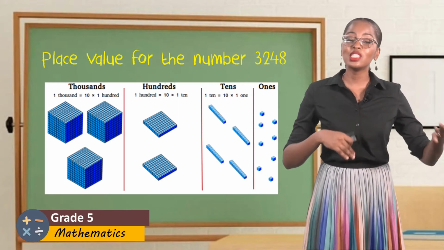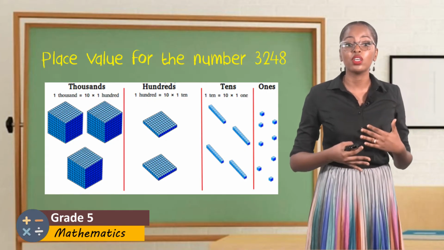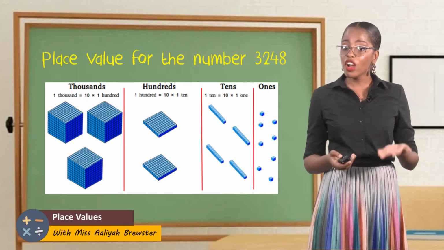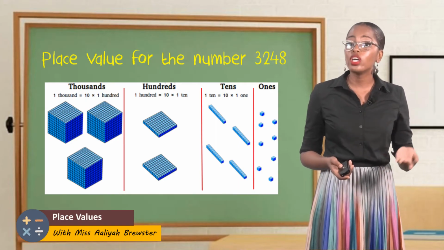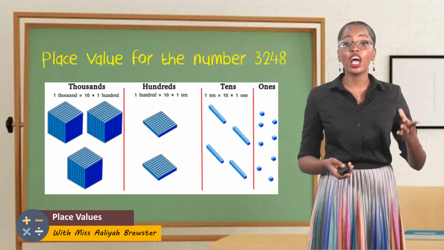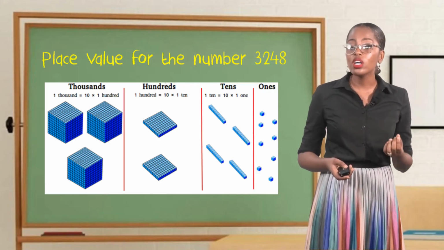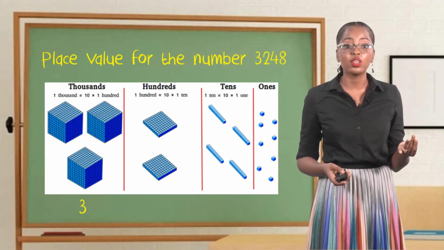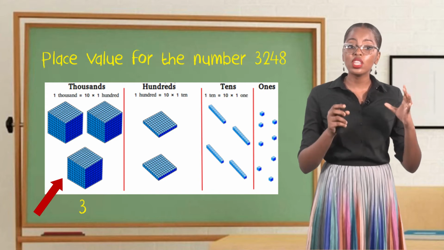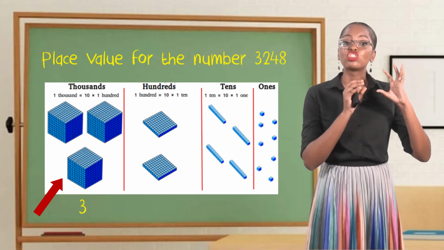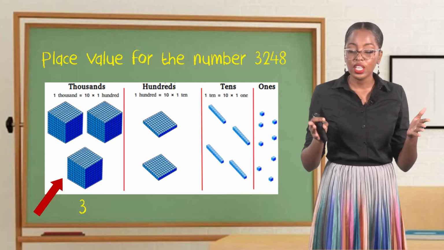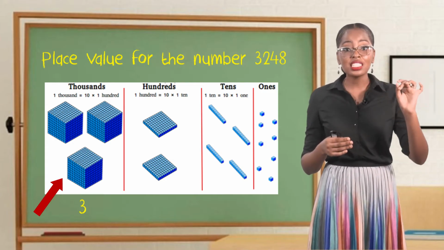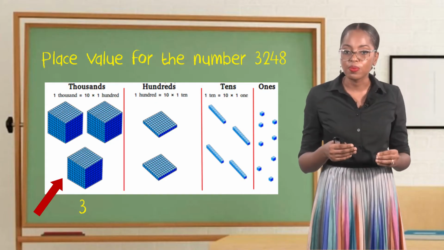Okay, boys and girls, let's move on to discuss the 1,000 place value. The 1,000 place value starts from the number 1,000. For example, let's look at the number 3,248. In that number, the number 3 represents the 1,000th place value. And if you look at the picture, 1,000 there is symbolized by 3 large cubes. That simply means that the value of 3 is not just 3, but in fact, it is 3,000.